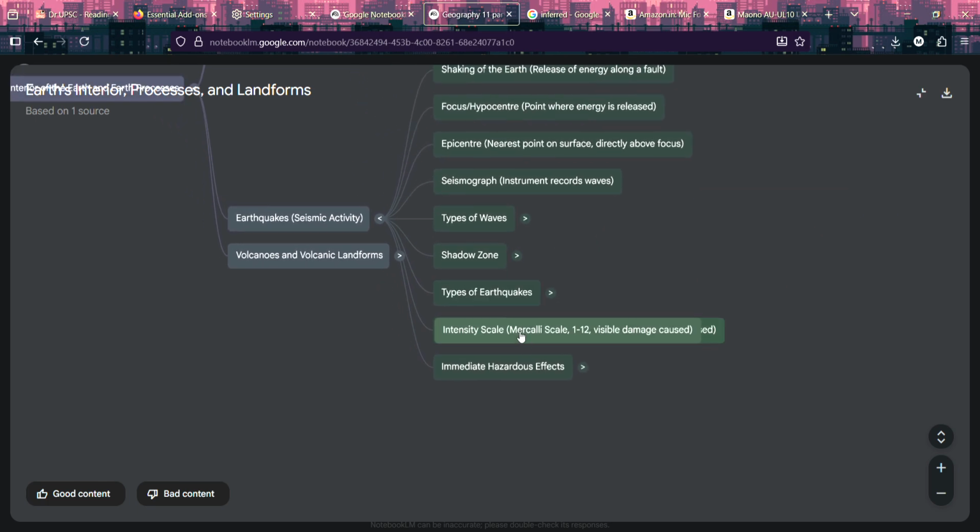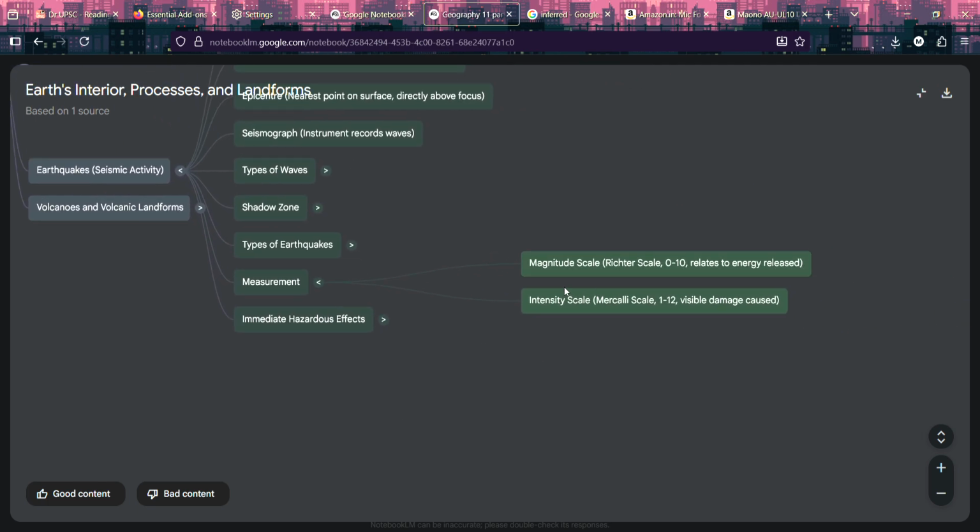Okay, the next one: how we measure these earthquakes. There are two types of scale in which we can measure them. Magnitude is how much energy is released, related to the Richter scale from 0 to 10. And next is the intensity scale, how much damage it caused, called the Mercalli scale, from 1 to 12, based on visible damage caused.